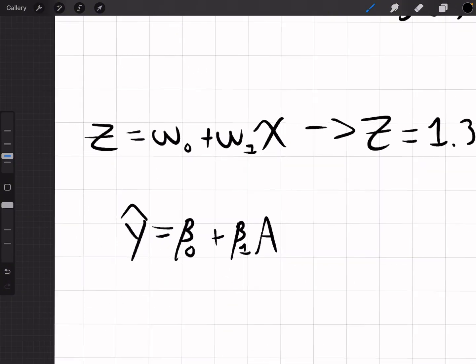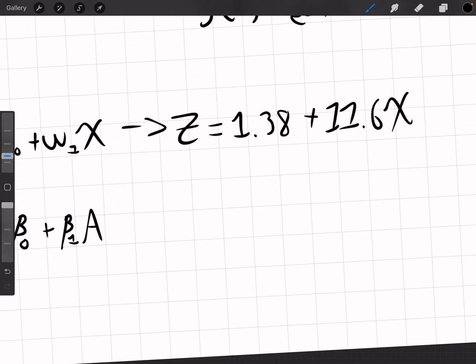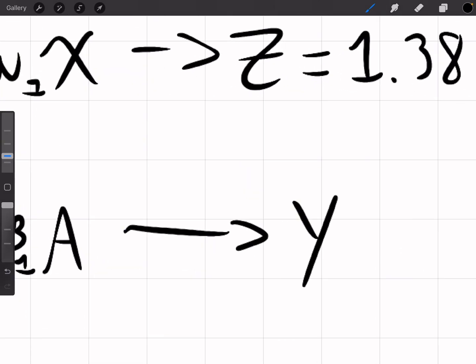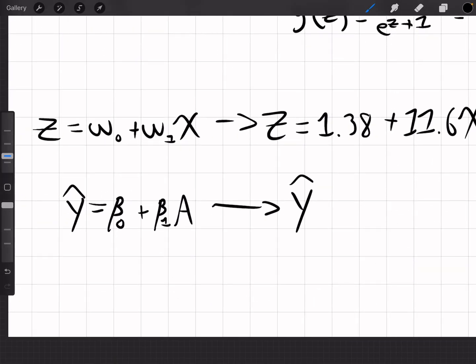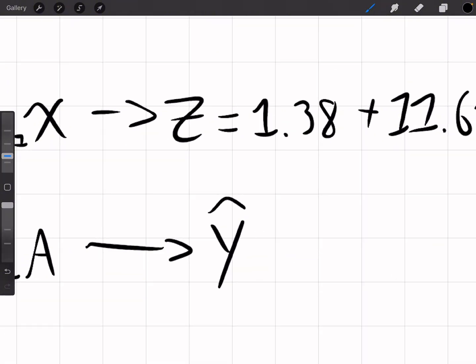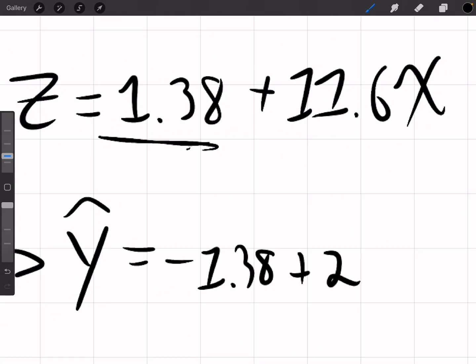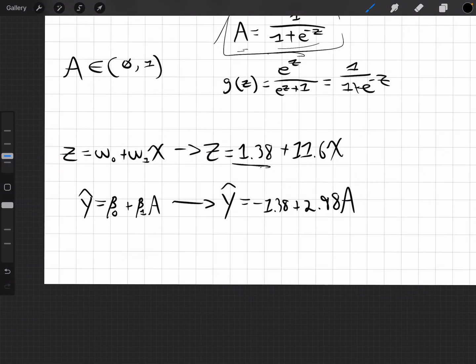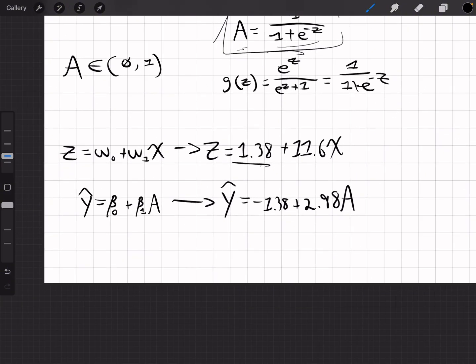And we use our intercept. We kind of flip the sign over here. That's negative 1.38 plus 2.98a. Okay? So we have to plug in the different values of x.